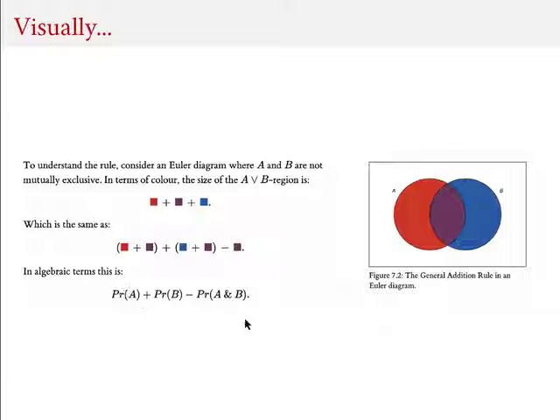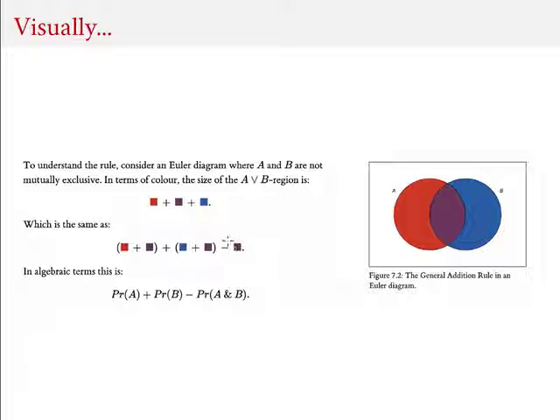The probability of A, the entire A space, plus the probability of B, the entire B space, minus the probability of their overlap, because we want to make sure that we do not count the overlap twice. So when we simply add up A and B, we do count it twice. So that's why we have to subtract it once.